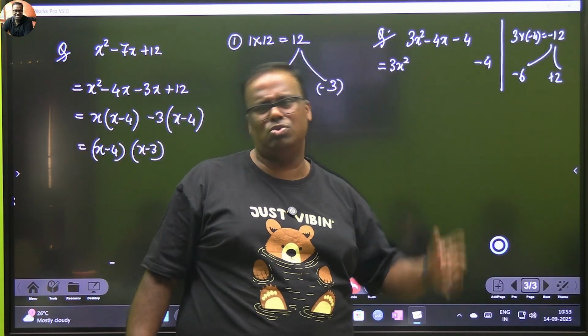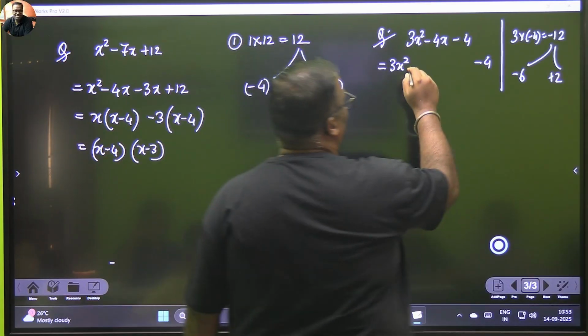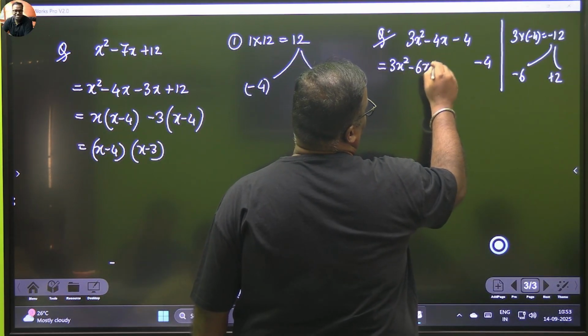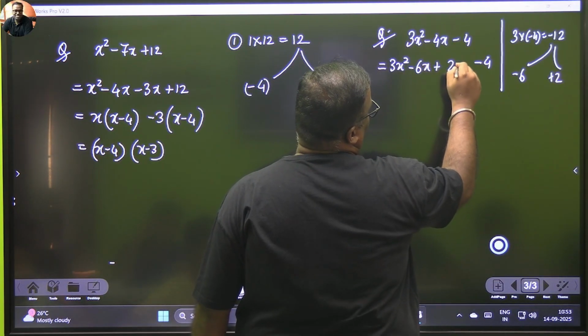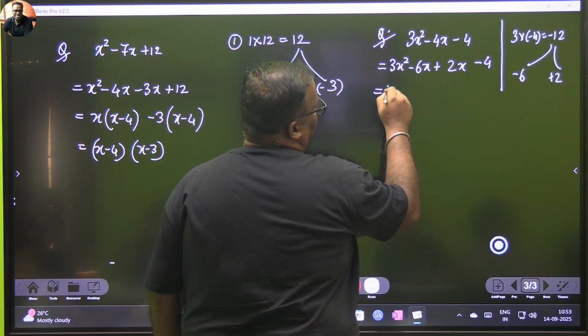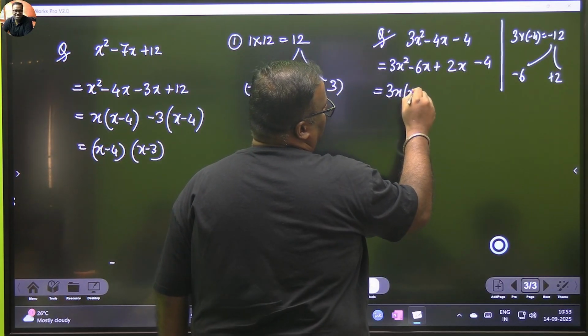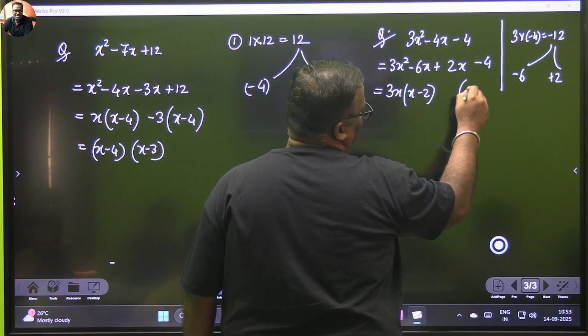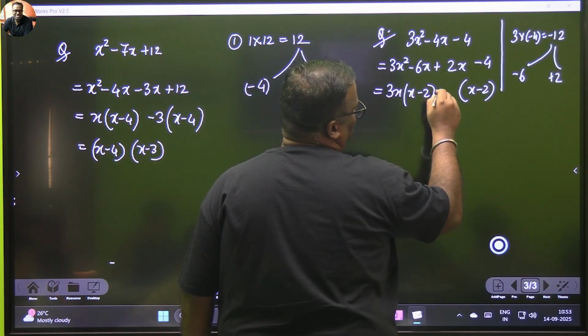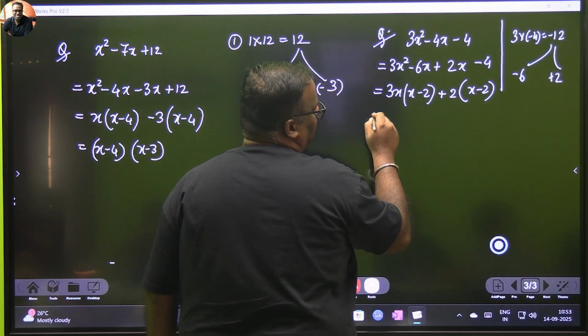But you can actually swap. You will see there is not an issue. Let's just write 6x here and positive 2x here. Let's do it in this manner. You can take 3x as common, then x minus 2. And here I have to get x minus 2. So what do I take common? I take 2 common. Check.